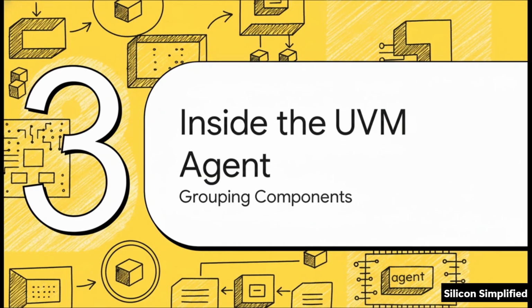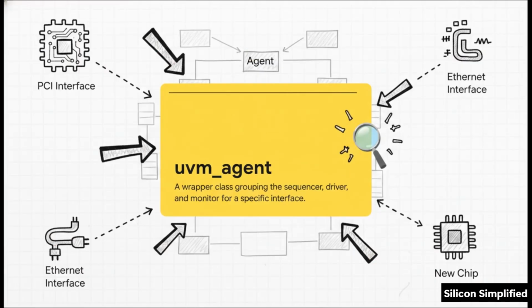All right, part 3, inside the UVM agent, grouping components. Dropping one layer deeper into our environment, we hit this fundamental building block of the UVM topology. An agent is essentially a specialized wrapper class. Its entire purpose is to group together the sequencer, driver, and monitor. But why group them? Well, because an agent is dedicated to one specific protocol interface. Say your design has a PCI interface and an Ethernet interface.